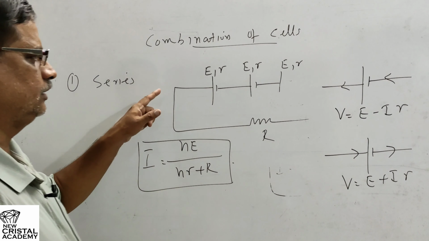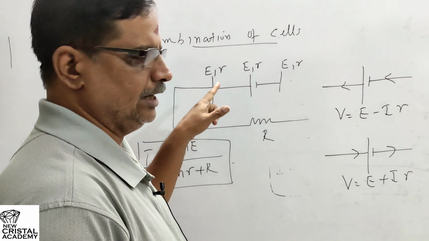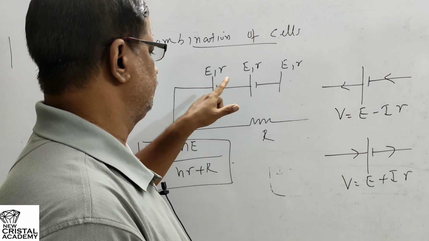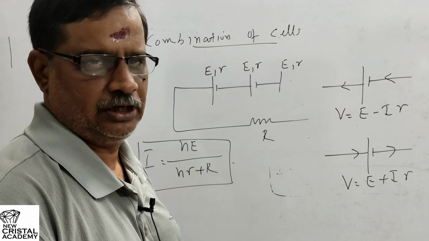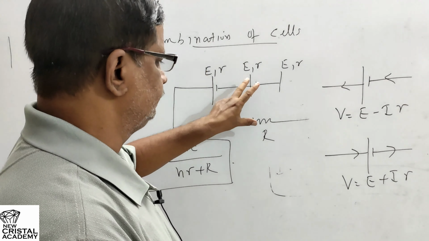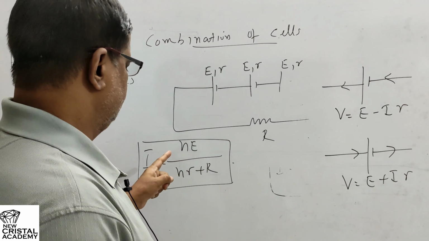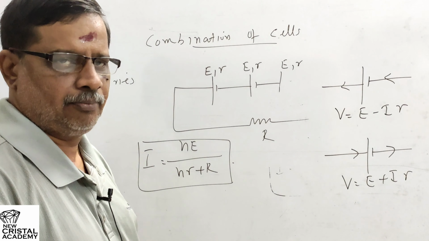So these cells were connected in series and aiding. Current is leaving from the positive and entering through the negative of the other cell. So when cells are connected in series and aiding, the current will be nE by nr plus R.